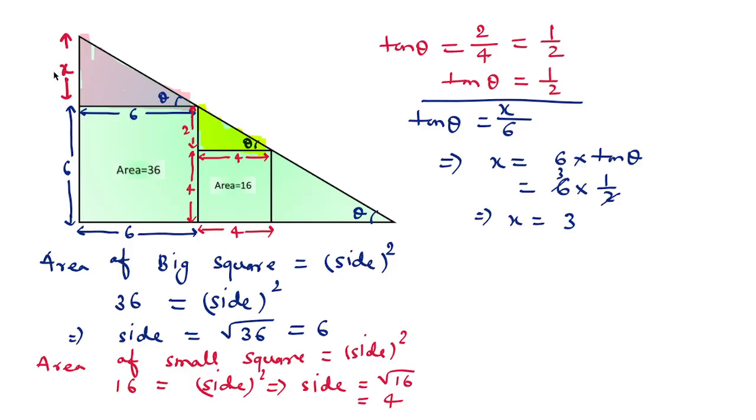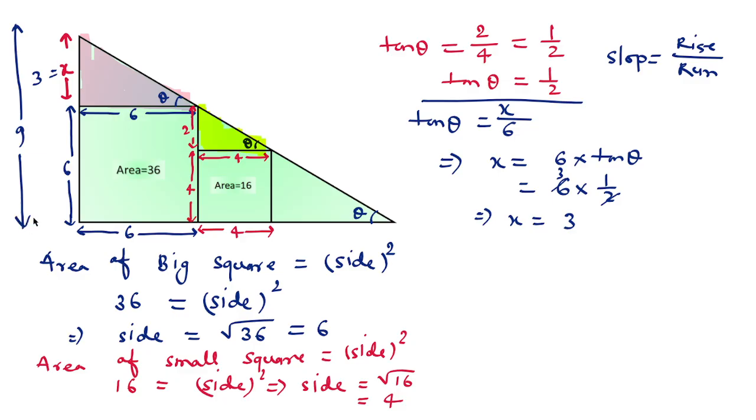So this x will be equal to 3. Why is tan theta equal here also? Because this is an angle, a slope here, and we know slope is equal to rise by run, which is equal to tan theta. This will remain the same. Now here x is 3, so the total height of the bigger right angle triangle will be 6 plus 3, that is 9 unit.